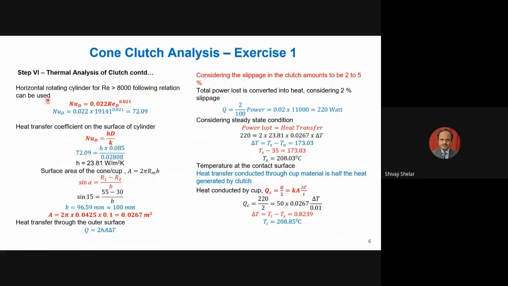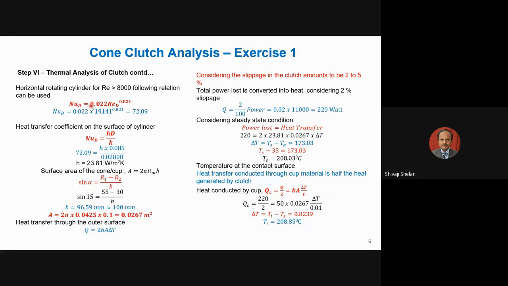The following relation can be used for the Nusselt relation. I am writing the Nusselt relation here, with diameter as the characteristic dimension: NuD is equal to 0.022 ReD raised to 0.821. This is from the literature. You can get a similar or equivalent formula in the heat transfer data book for a rotating cylinder, horizontal or vertical. But they may not be exactly the same formula, because different authors have different formulas. But this is a formula from a research paper.